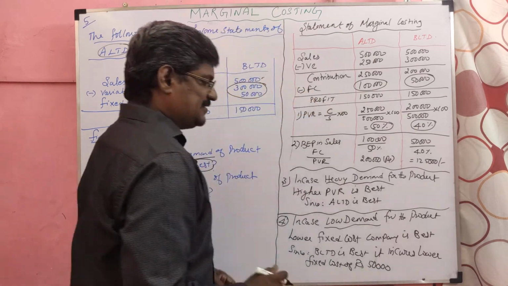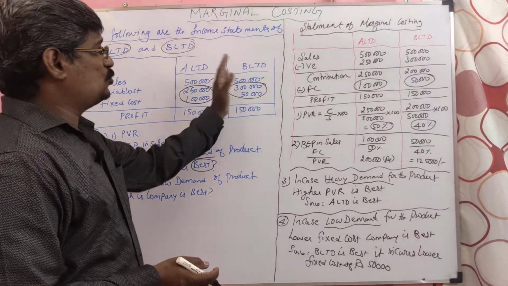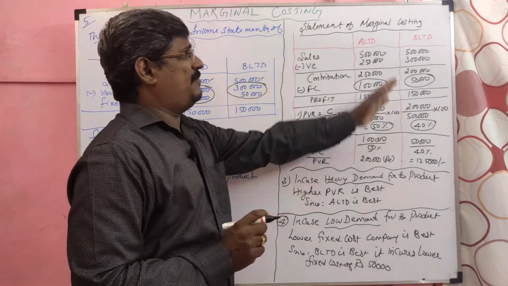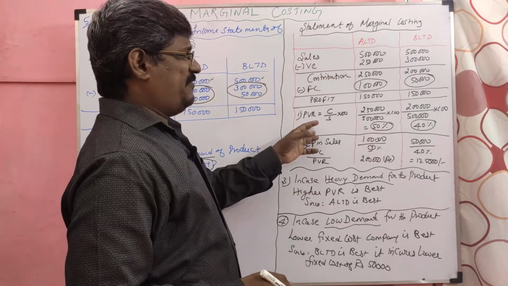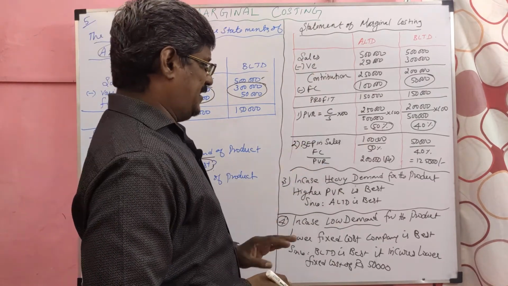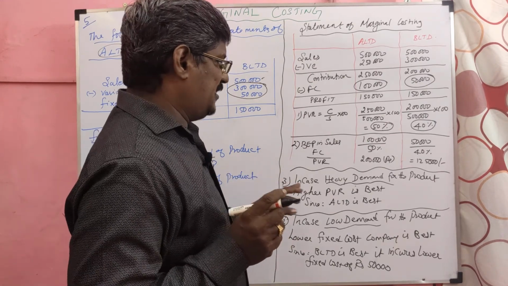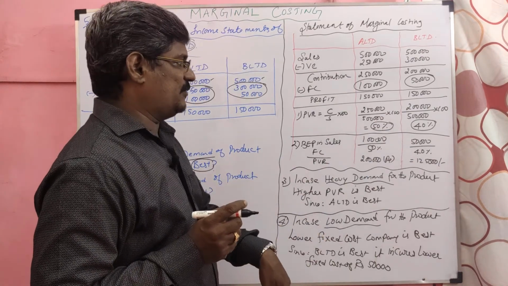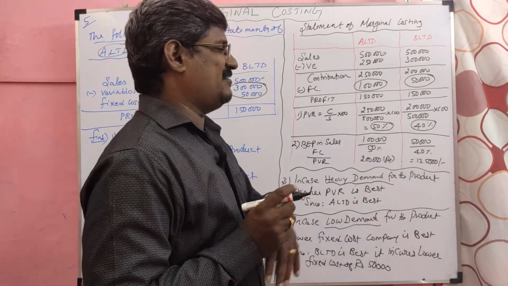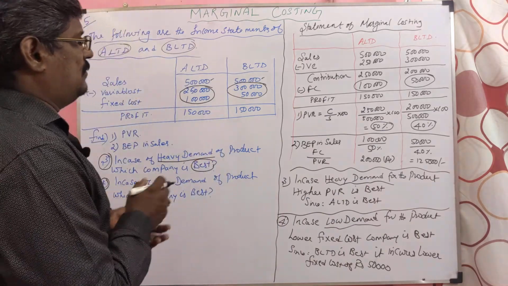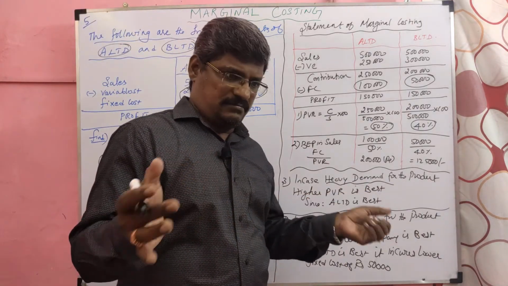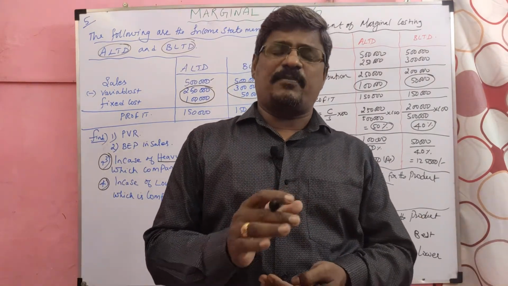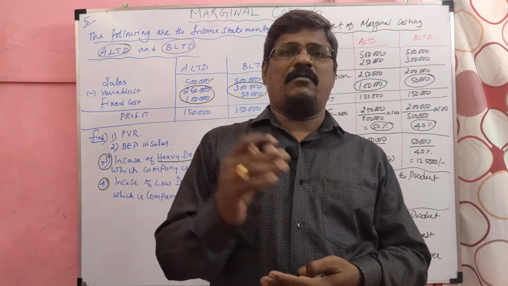Students, in this problem two companies' information is given, so we are carrying out interfirm comparison. Draw the marginal costing statement as usual. Find PVR separately, BEP separately, but 3 and 4 are new questions. In case of heavy demand, we choose the higher PVR company. In case of low demand, we choose the company incurring lower fixed cost. So with the help of marginal costing, we can do interfirm and intrafirm comparison. Till now we solved 5 problems. In the next class we will solve a different problem. Thank you.